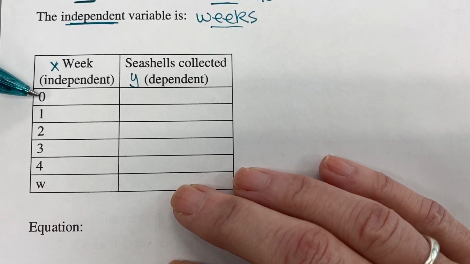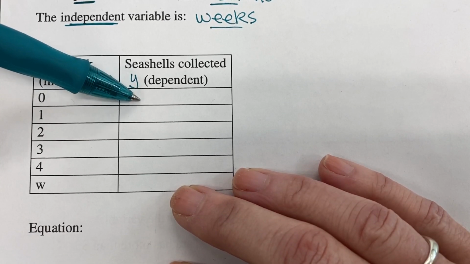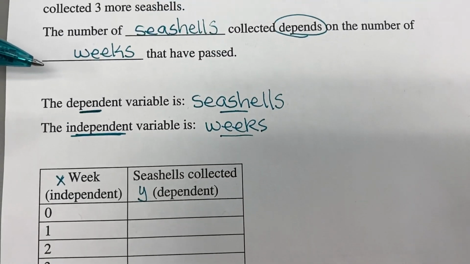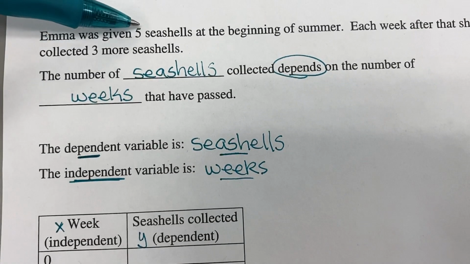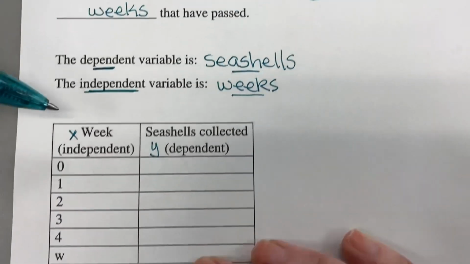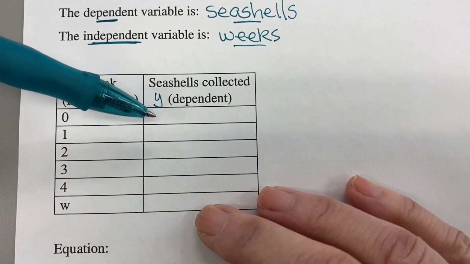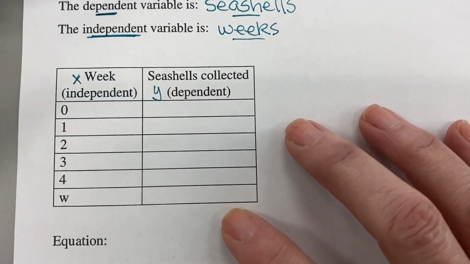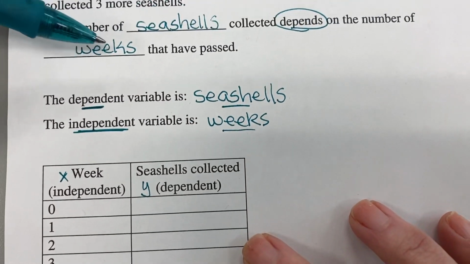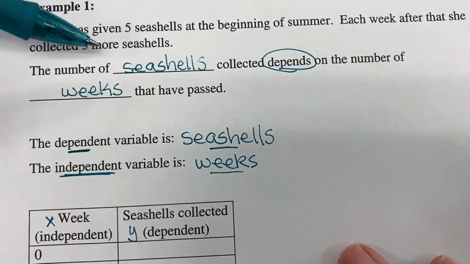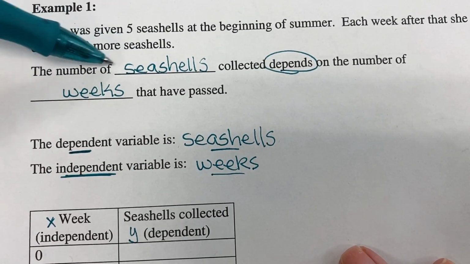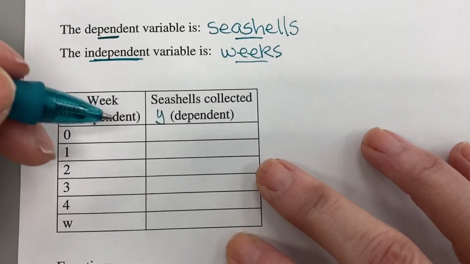So if you had 0 weeks pass by, right? 0 weeks pass by, they wanna know how many seashells you have. Well, didn't you have 5 to begin with? You started with 5. So at week 0, you had 5 seashells. But we're not just going to write 5. We're going to actually do this. Since we collect 3 more seashells each week, we're going to write it like this.